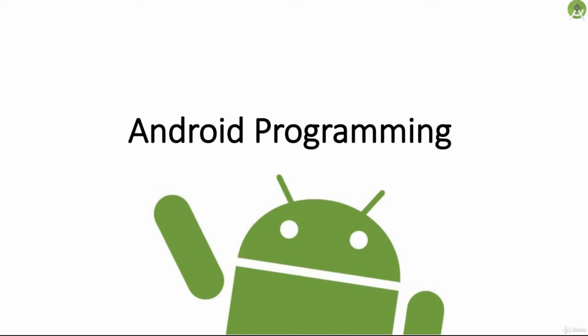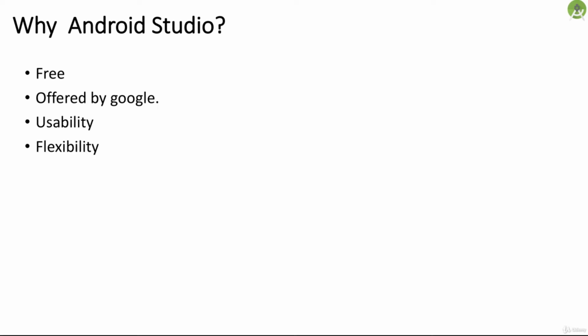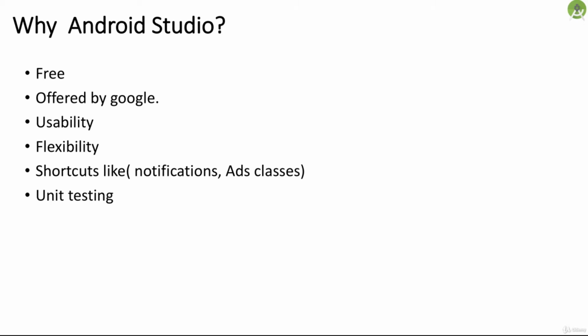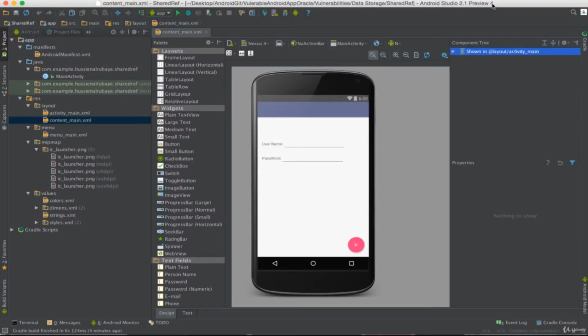So for Android programming, to start with, we will use Android Studio because this is the IDE provided by Android. Why Android Studio? It's free, offered by Google, and has usability, flexibility, and shortcuts. It has a lot of shortcuts in the code, so you don't have to do much work. Many things are already prepared for you. Also, unit testing: you could test your application and many features. This is the environment in Android when you open a new application.